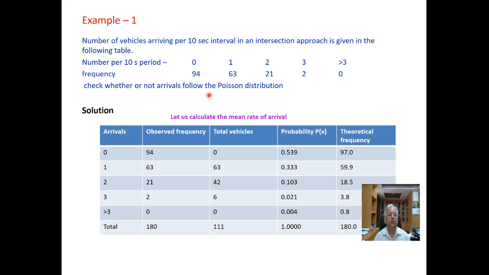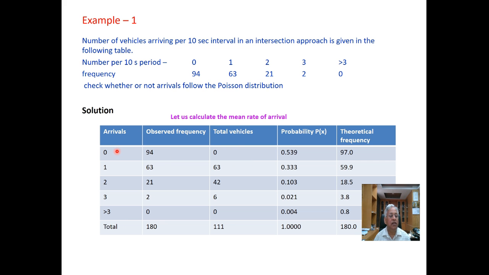So what we will do, let us calculate first the mean rate of arrival. So if you make this table here, the arrival 0, 1, 2, 3 and more than 3. See, the observed frequency is 94, 63, 21, 2, and the total vehicles arriving in each time period.